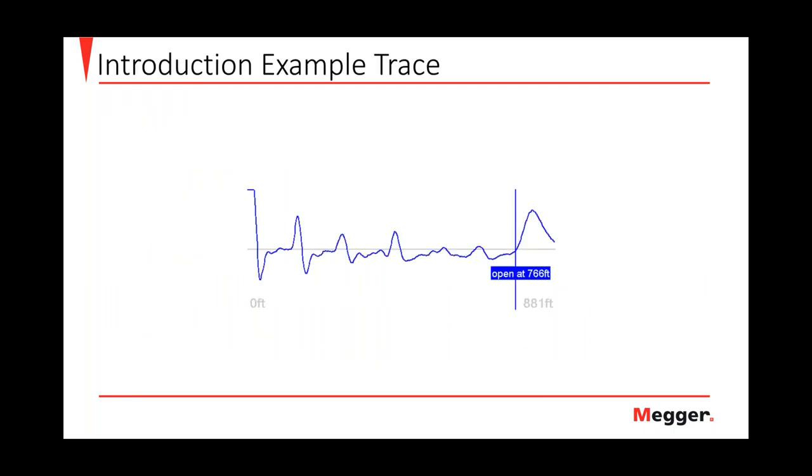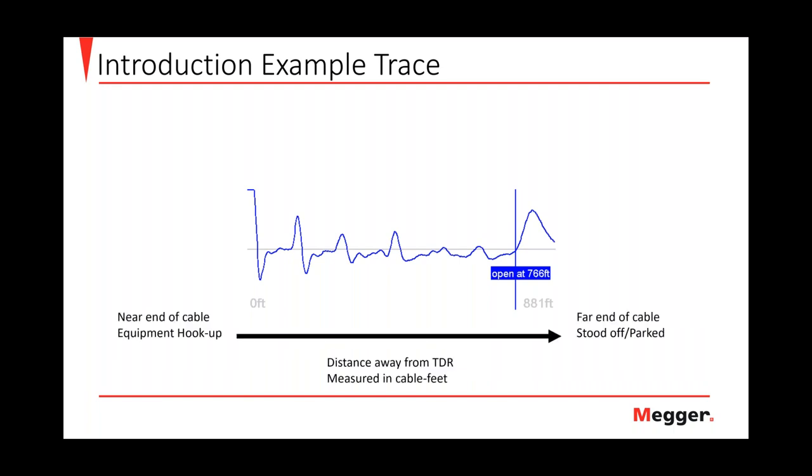So here's an example trace. Most TDRs, after you've connected and you have performed that pulse to output, we're going to get something that looks something along the lines of this. It can vary differently depending on the overall impedance changes within that cable. And depending on what the unit is, it's going to display some information. But essentially what we want to see is something along the lines of this.